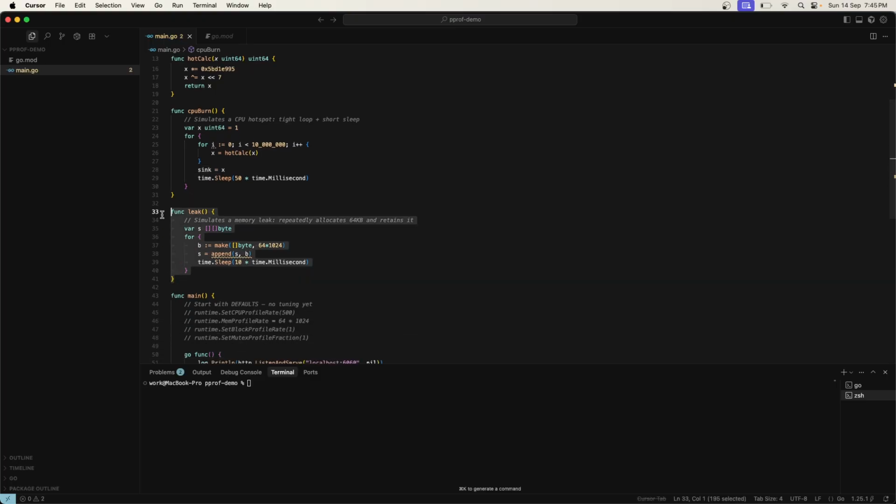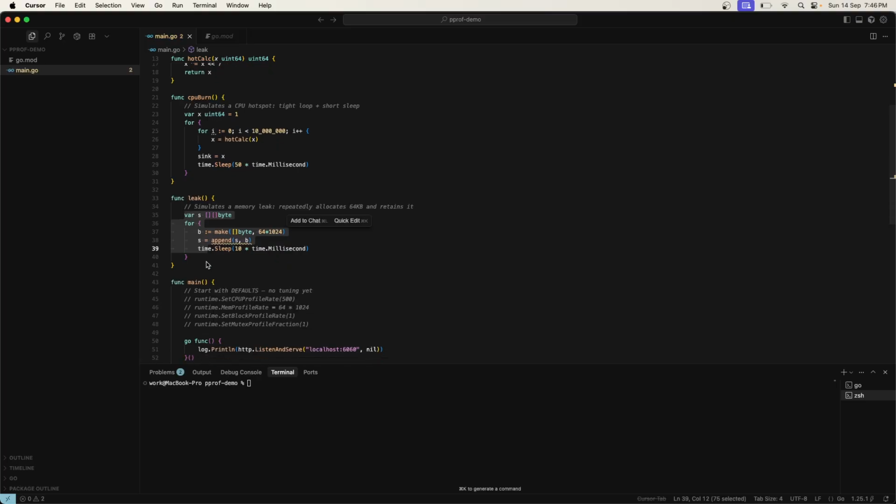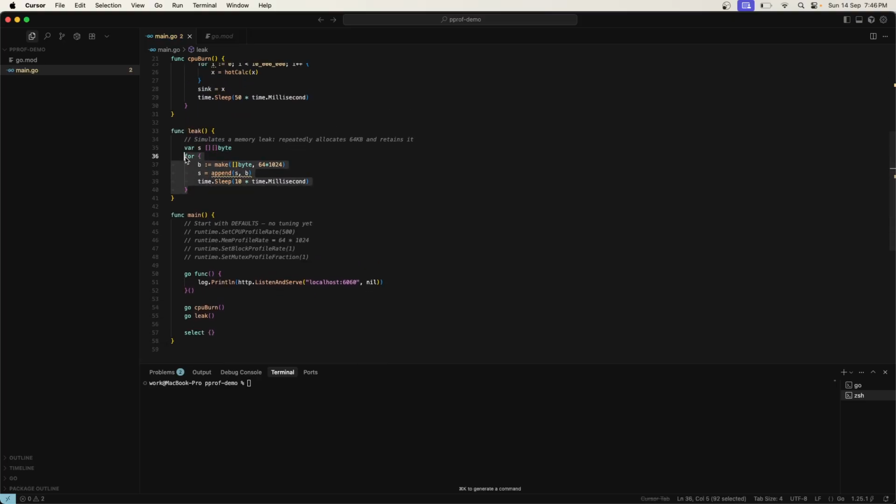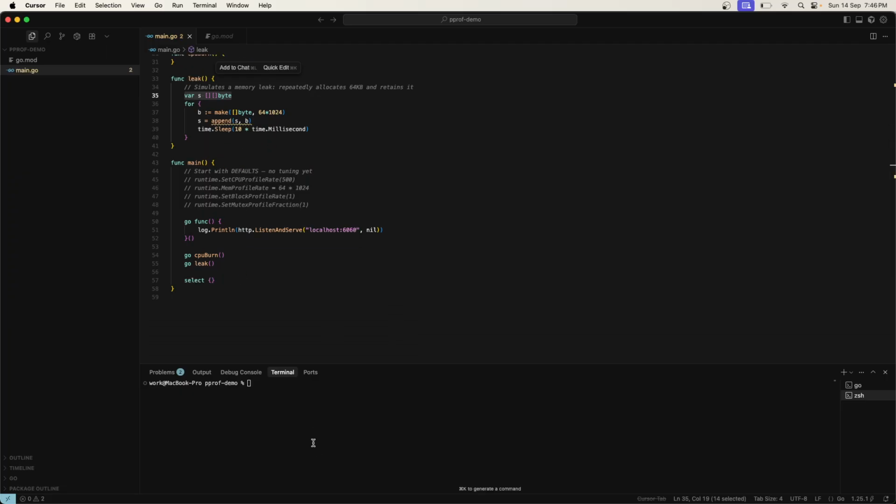Leak is simulating a memory leak. Every 10 milliseconds we are allocating 64 KB and holding on to it. Since we are allocating it in a slice and running this for loop, the garbage collector will not be deallocating the memory which is being allocated here. So this heap will grow over time. Let's try to run this with the default setting.